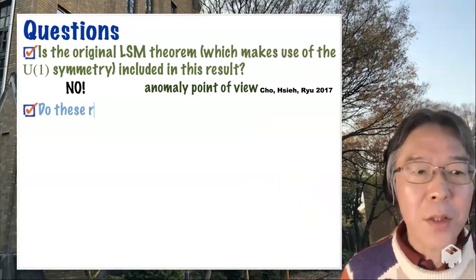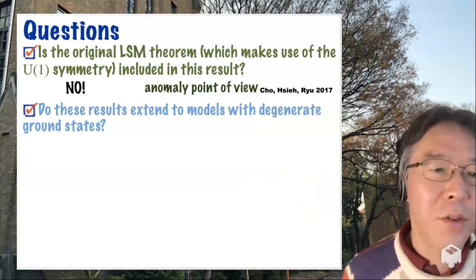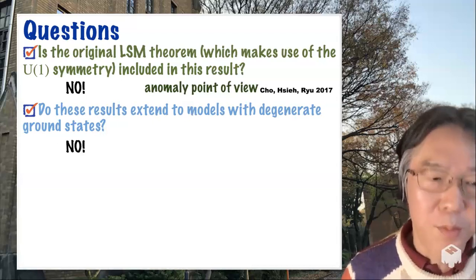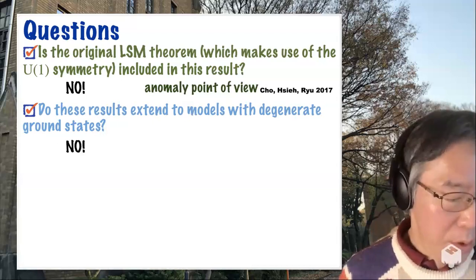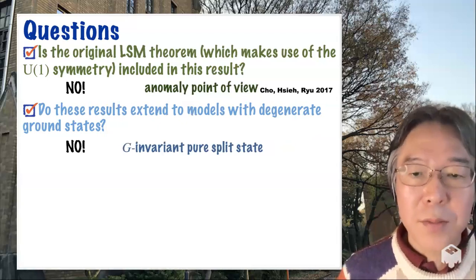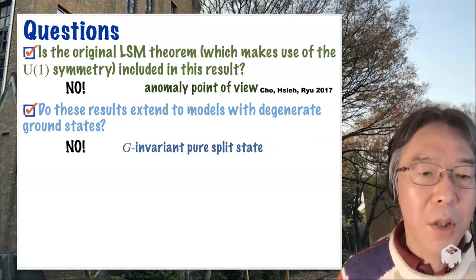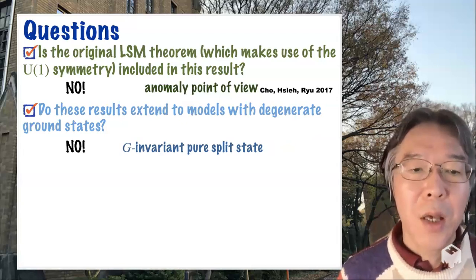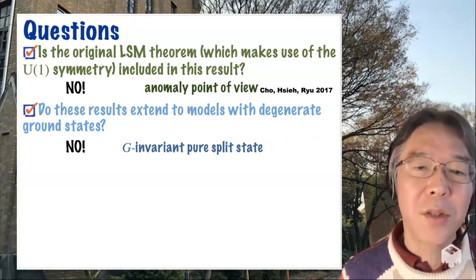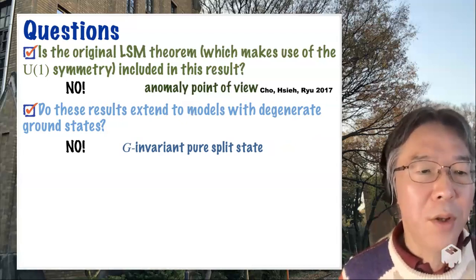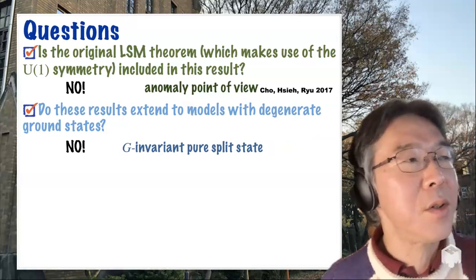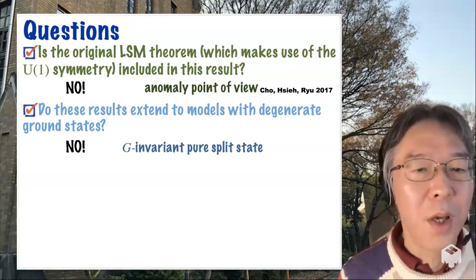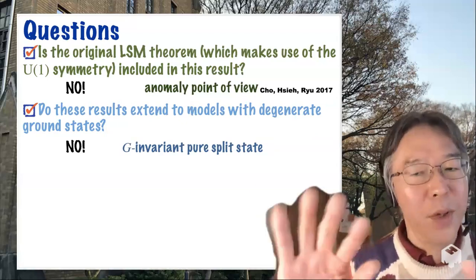Okay. Any more questions? Yes, here's the next question. Do these results extend to models with degenerate ground states? Nope. For the moment, to define Ogata index, it was essential to have something called a G-invariant pure split state. And so G-invariance is essential. Usually in one dimension, if the ground state, for example, breaks the G symmetry, then there's no hope. Probably a ground state that only breaks translation invariance is different, I don't know.